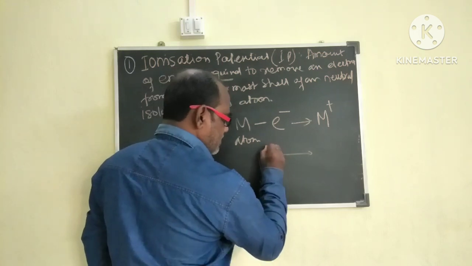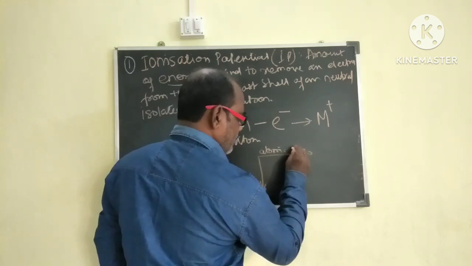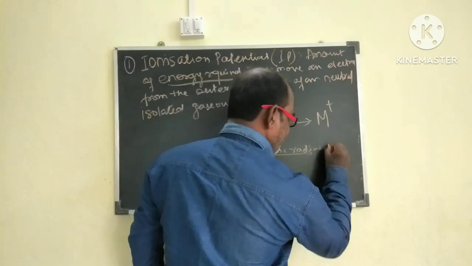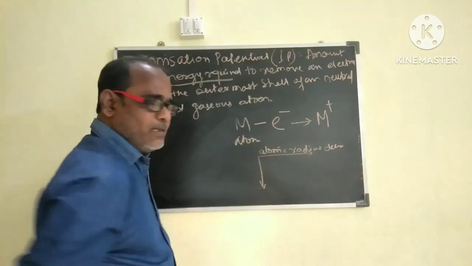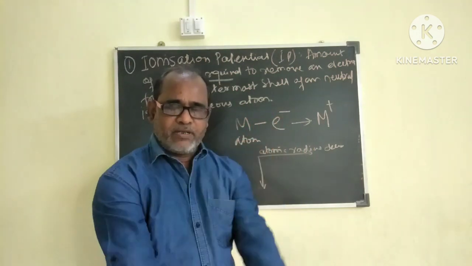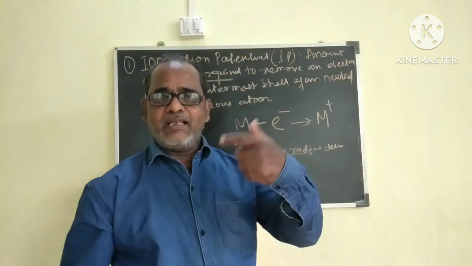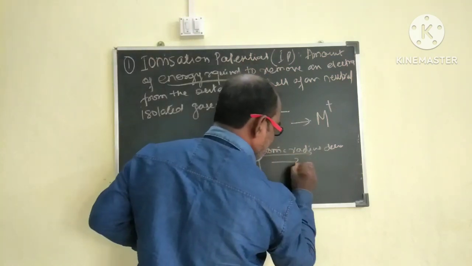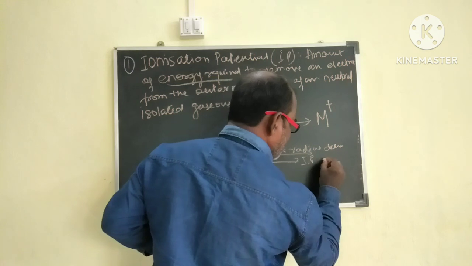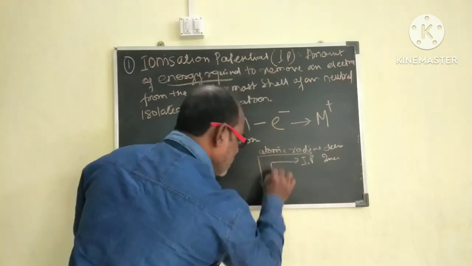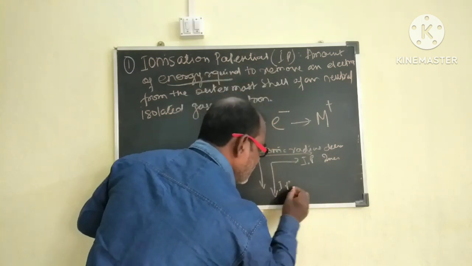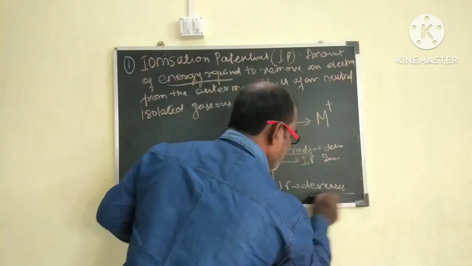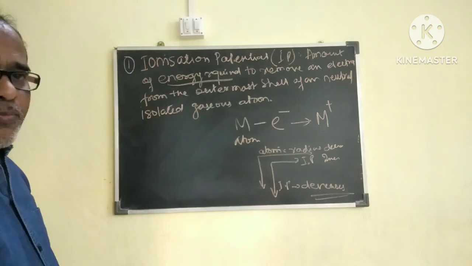Now we know that from left to right, atomic radii decreases. Since the atomic radius decreases, more is the force of attraction. That means more energy is required. That means ionization potential increases from left to right, and down the group, ionization potential decreases. This is the number one periodic property.